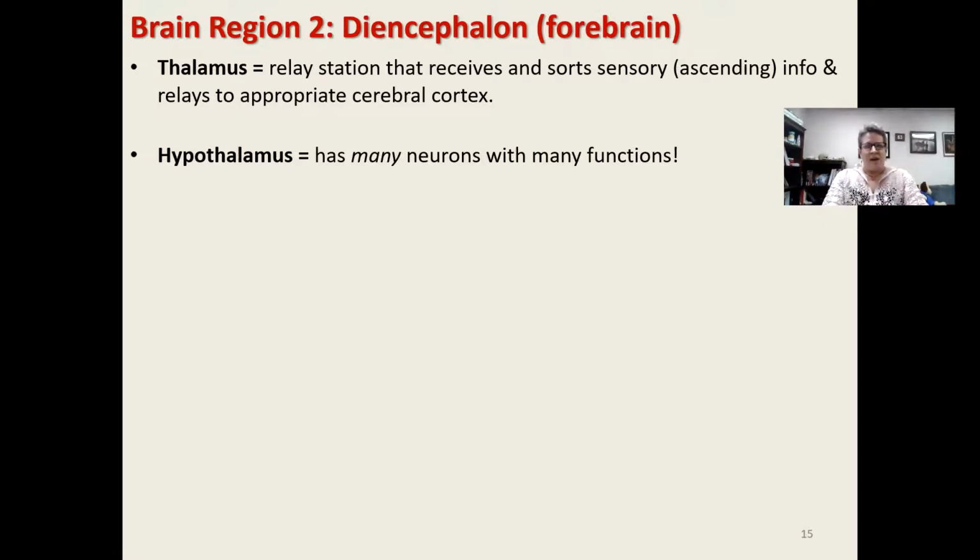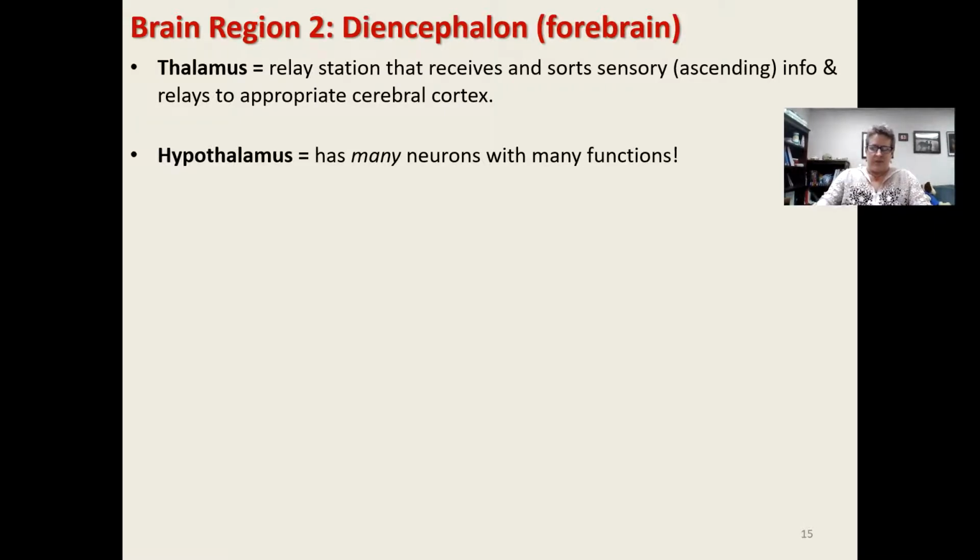But the hypothalamus, which lies below the thalamus, has a lot of neurons. We've learned about some of those neurons way back in chapter 1 when I talked about regulation of your body temperature through negative feedback, and also positive feedback involving breastfeeding a child or during childbirth. So let's start with that.